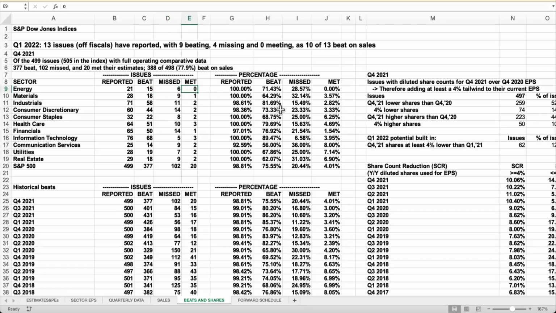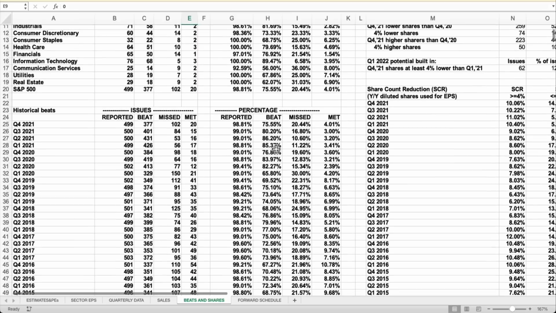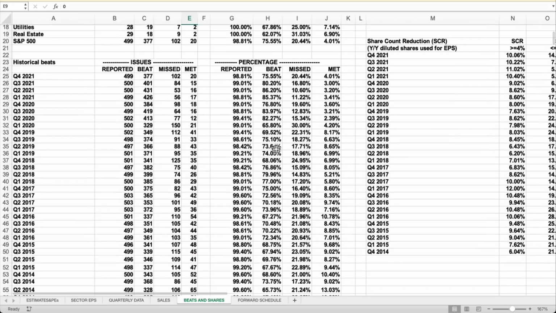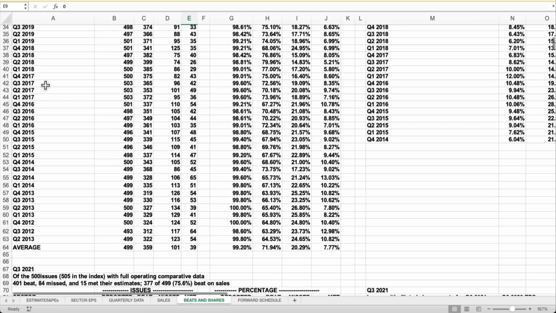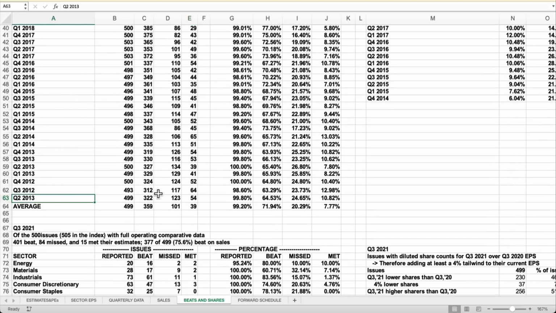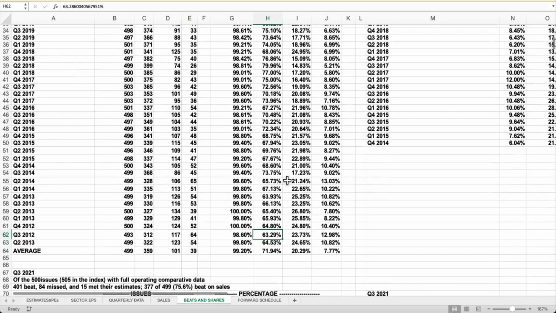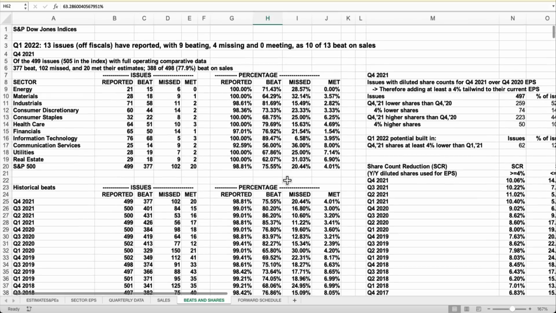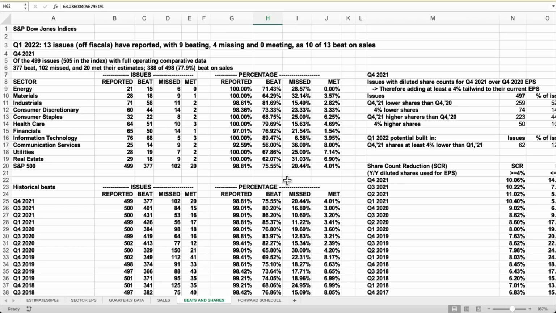It gives you the percentages of what you're looking at. Lots of good information in here, and then you have historical data as well, all the way back to 2013 in terms of how many beat, how many miss. There are your percentages here as well. So there's a lot that you can play with in this spreadsheet.